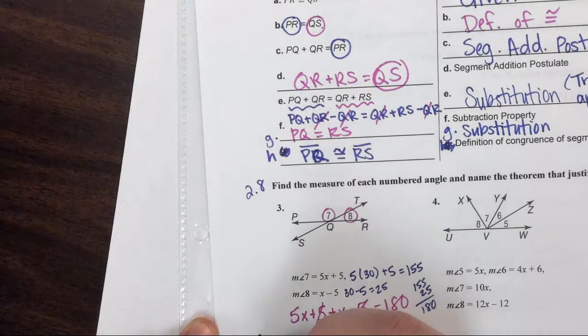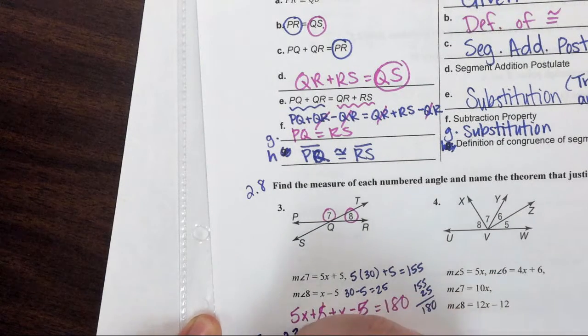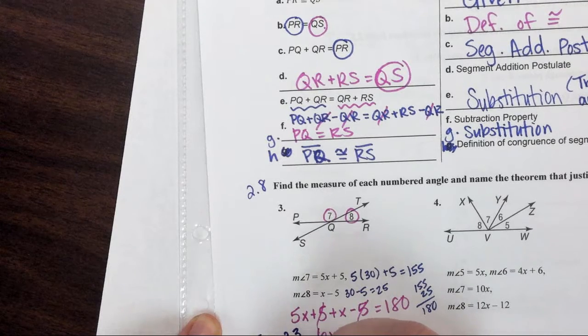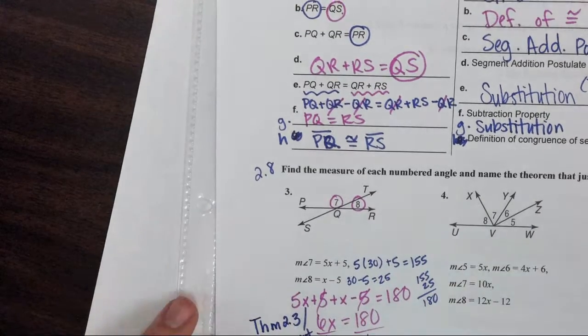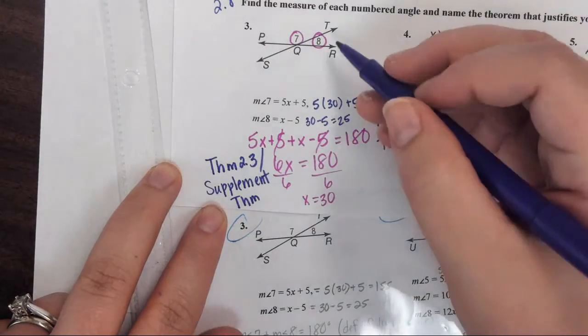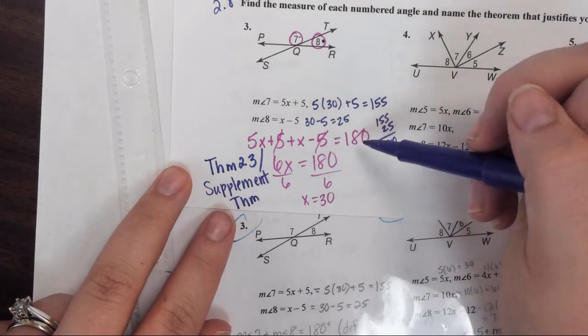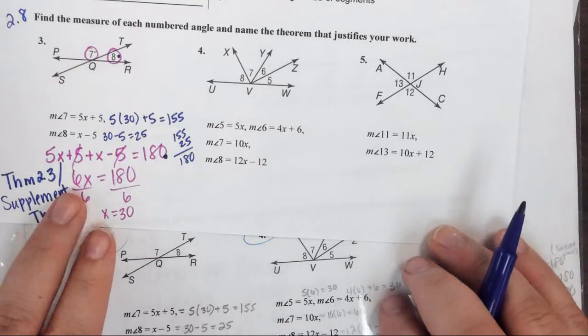So theorem 2.3, or the supplement theorem, because it says if they're a linear pair, then they're supplementary. We have a linear pair, that's why they're supplementary. Awesome. Number 5 is going to be the exact same way.